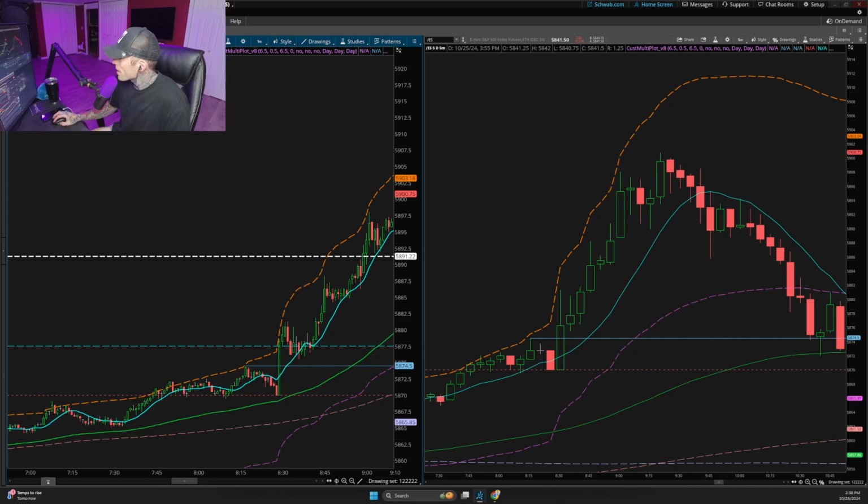We're looking at Friday, okay? Friday, that big old force up that we just seen, nasty move into the reversal at 5,900, okay? And this is the ES chart.